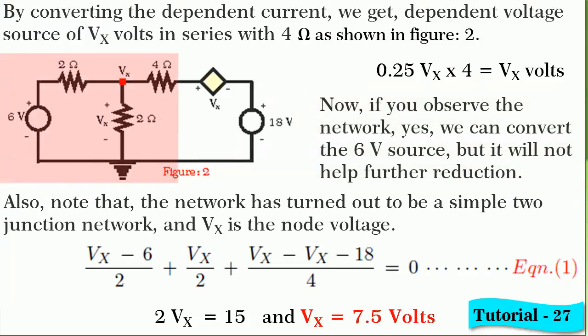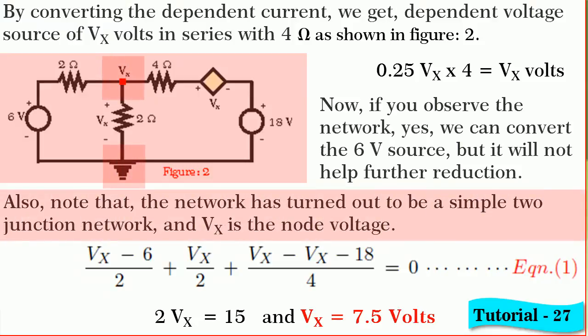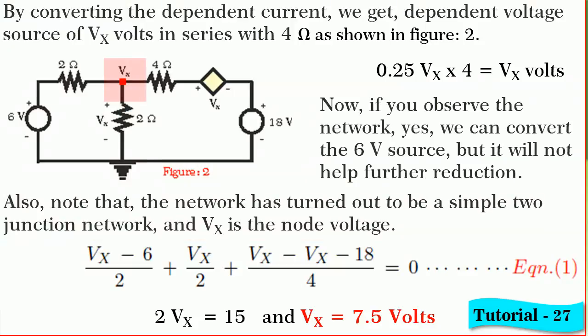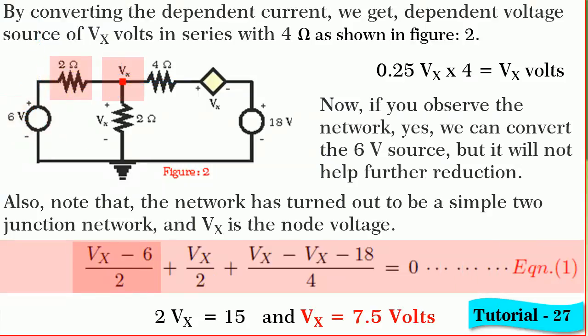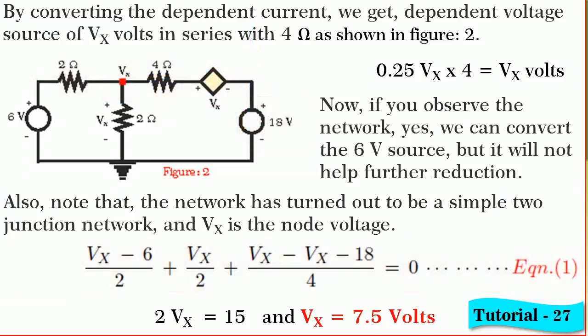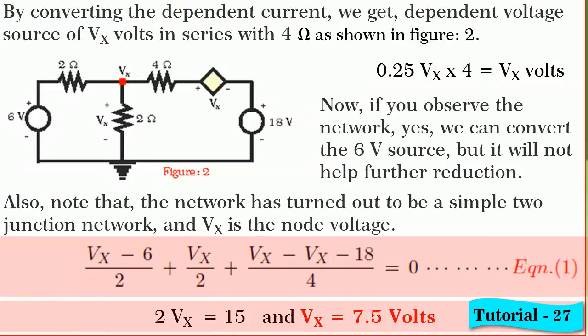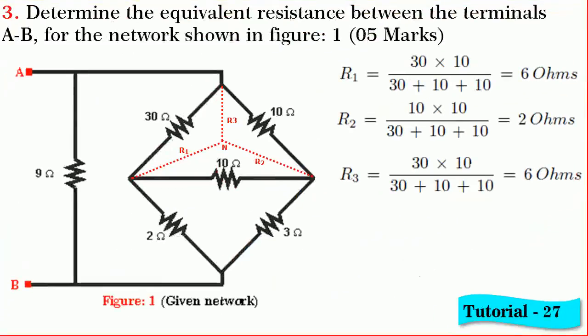Also, observe that the reduced network is a simple two junction network and there is only one unknown node voltage, that is Vx. Therefore, by writing the nodal equation for the node Vx, we get (Vx minus 6) divided by 2 plus Vx by 2 plus (Vx minus 18) divided by 4 is equal to 0. By solving it, we get Vx is equal to 7.5 volts. Friends, is it not simple?